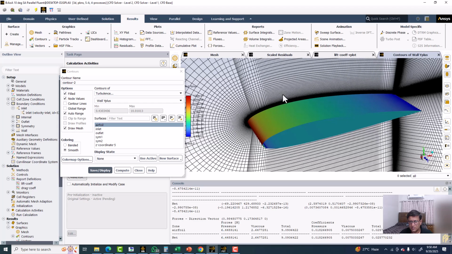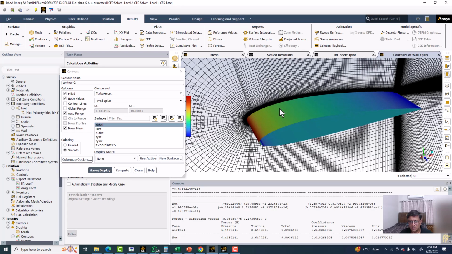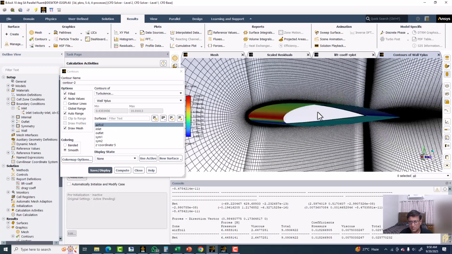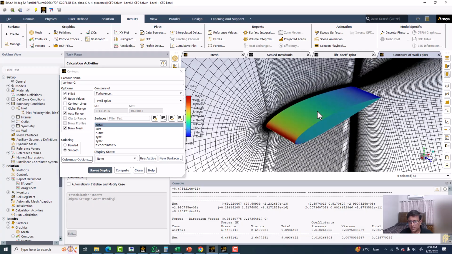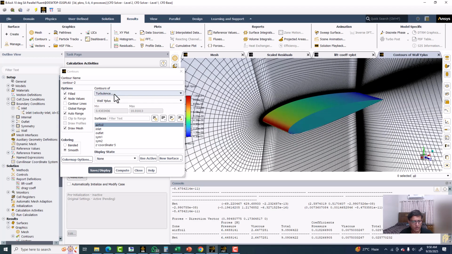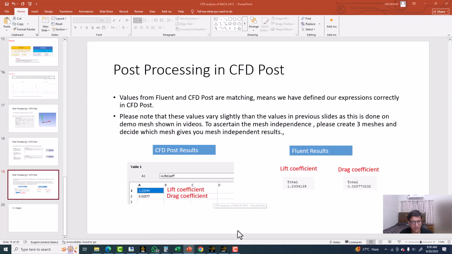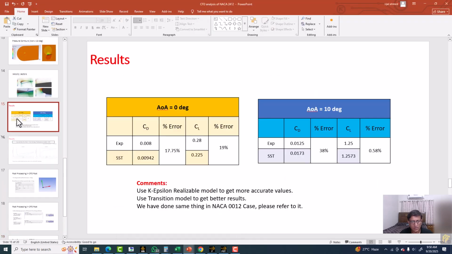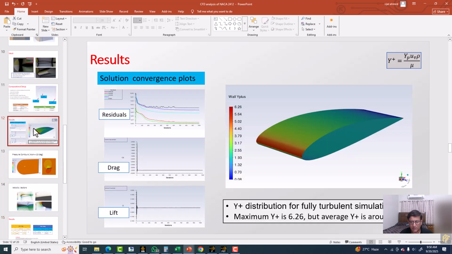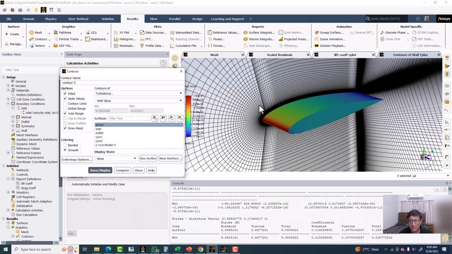Okay, so you can take any view like this. Y plus is maximum 10, and please note that the file I'm going to provide you will contain the data which is shown here. That file also has a maximum y plus of 6, and y plus makes a lot of difference in the data, like the drag coefficient and other things.